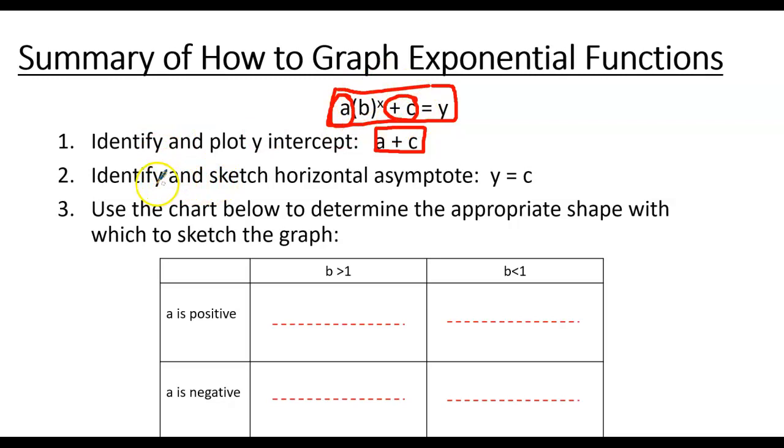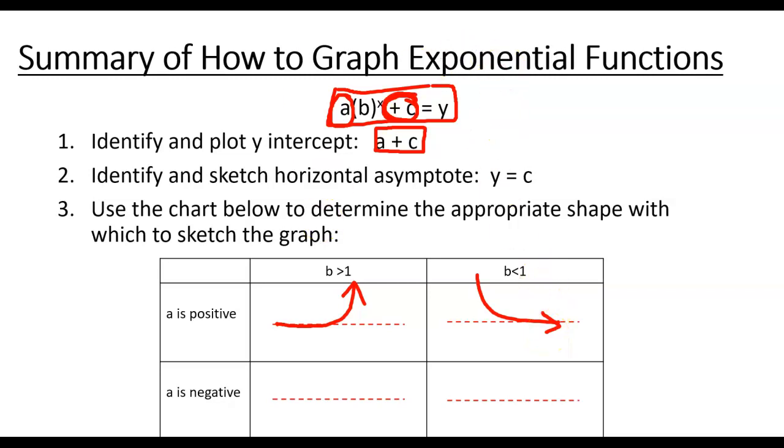Now what else? We also want to find our horizontal asymptote. Now, yesterday, that was 0. But once again, we're adding c to it. So 0 plus c now will be c. So this number, whatever's here, is just going to be your horizontal asymptote. Finally, we have to think about the shape of our graph. Yesterday, we saw that anytime b was greater than 1, the graph would go up like this. And anytime b was less than 1, it would go down like this.